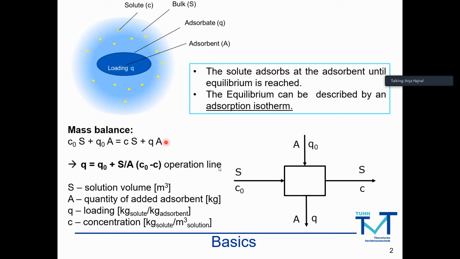And from this, we can simply create a mass balance. So of course, inlet in the solution plus inlet on the adsorbate equals outlet in the solution. This is the mass of the target compound plus the mass of the target compound that has been adsorbed. And from this, we can derive our operating line, which takes this form.